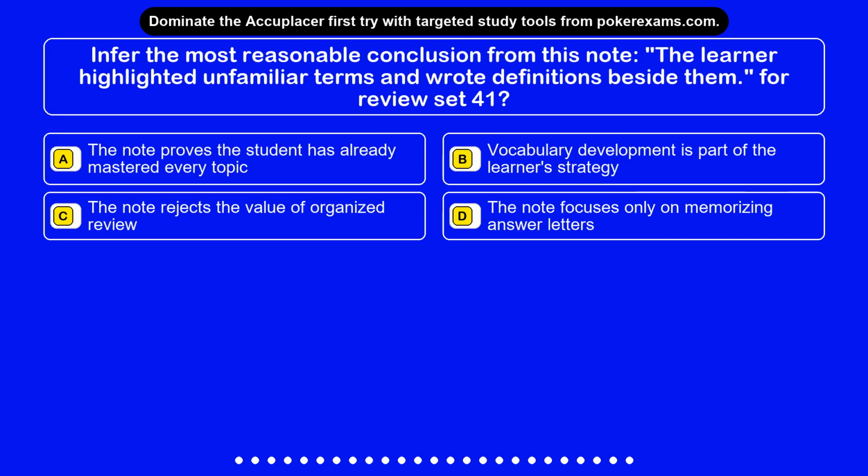Question 14. Infer the most reasonable conclusion from this note. The learner highlighted unfamiliar terms and wrote definitions beside them. For review set 41. Option A. The note proves the student has already mastered every topic.